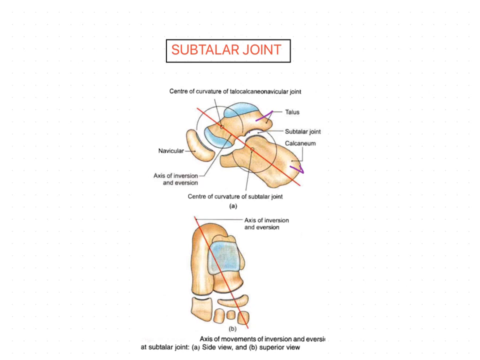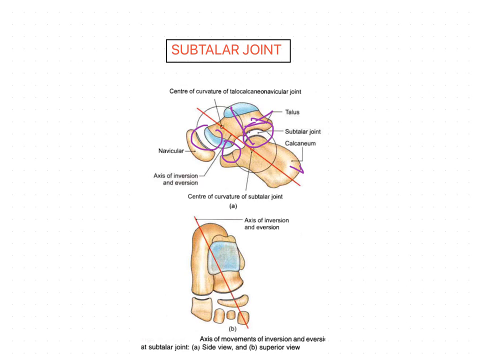Actually, there are three joints. One is posterior, and then anterior, and the medial aspects between the talus and the calcaneum. So the posterior joint is named the Talo-calcaneal joint. Only the posterior one is called the Talo-calcaneal or subtalar joint.